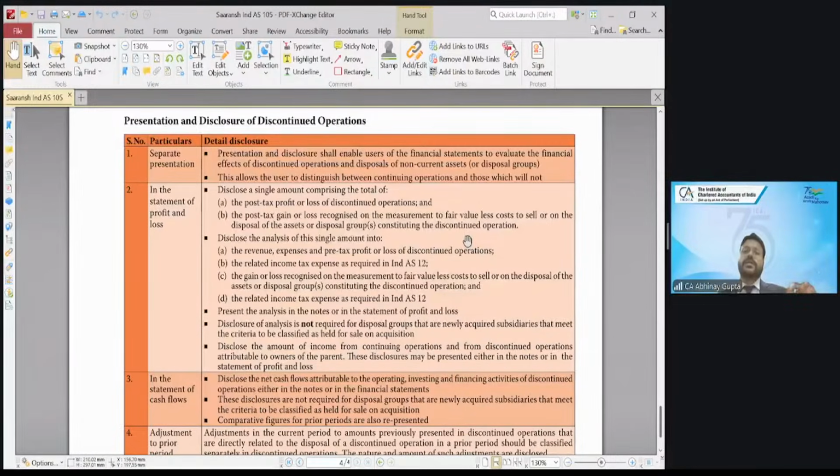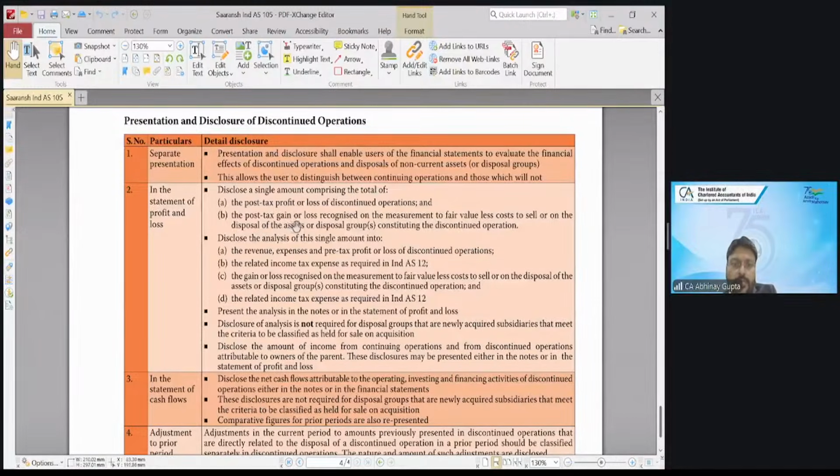as the post-tax profit or loss from discontinued operations, so that users of the financial statements will be able to demarcate clearly out of the total profit or the total loss of the company, how much pertains to the discontinued operations. What percentage of profit or what percentage of loss is coming out of the discontinued operations, whether it is significant or not, so they can take a quick understanding of that. So that's the very purpose of this presentation.